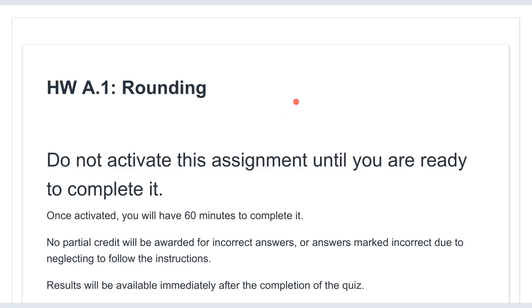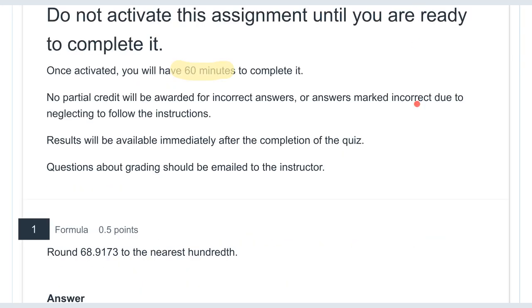Let's go through an example of homework A.1, rounding. Make sure you do not start this until you're ready to finish it. Once you start it, you will have 60 minutes to get it done. No partial credit will be given for incorrect answers or answers marked wrong due to failing to follow the instructions.